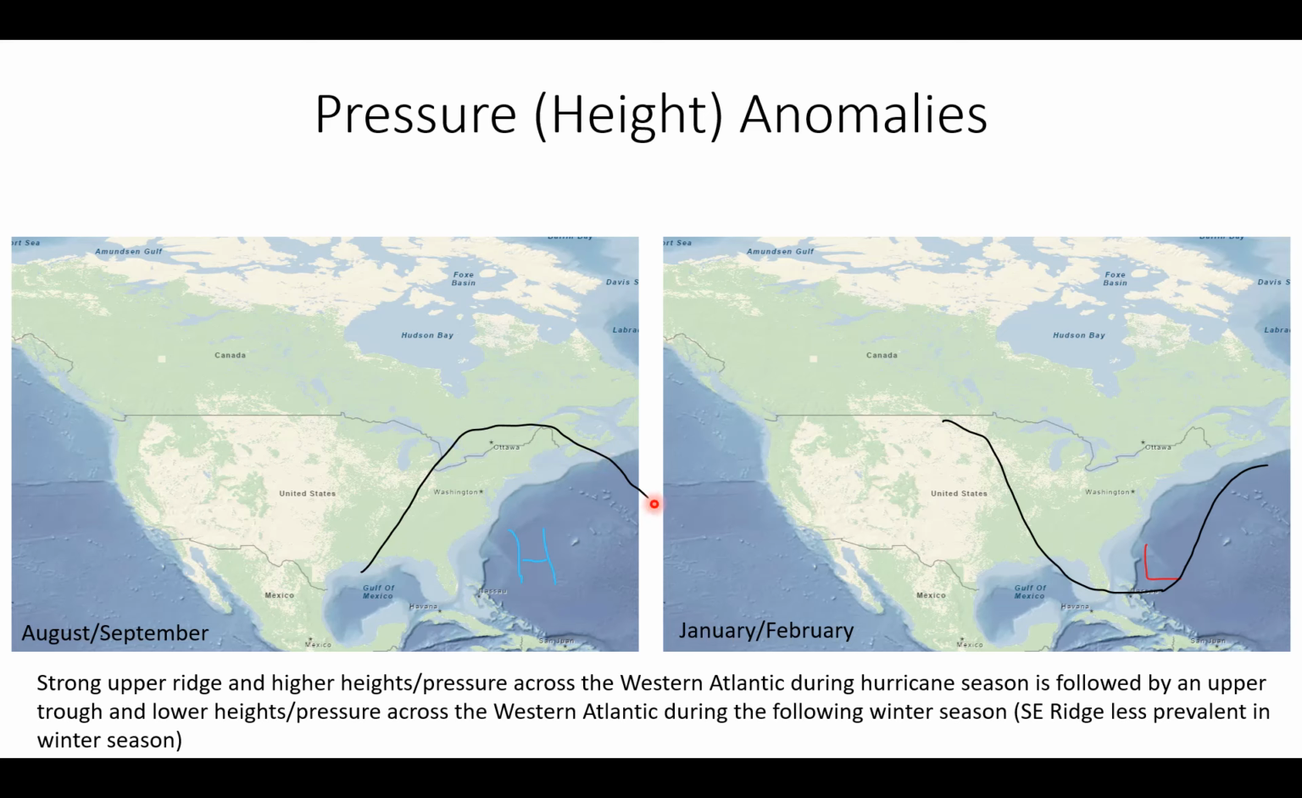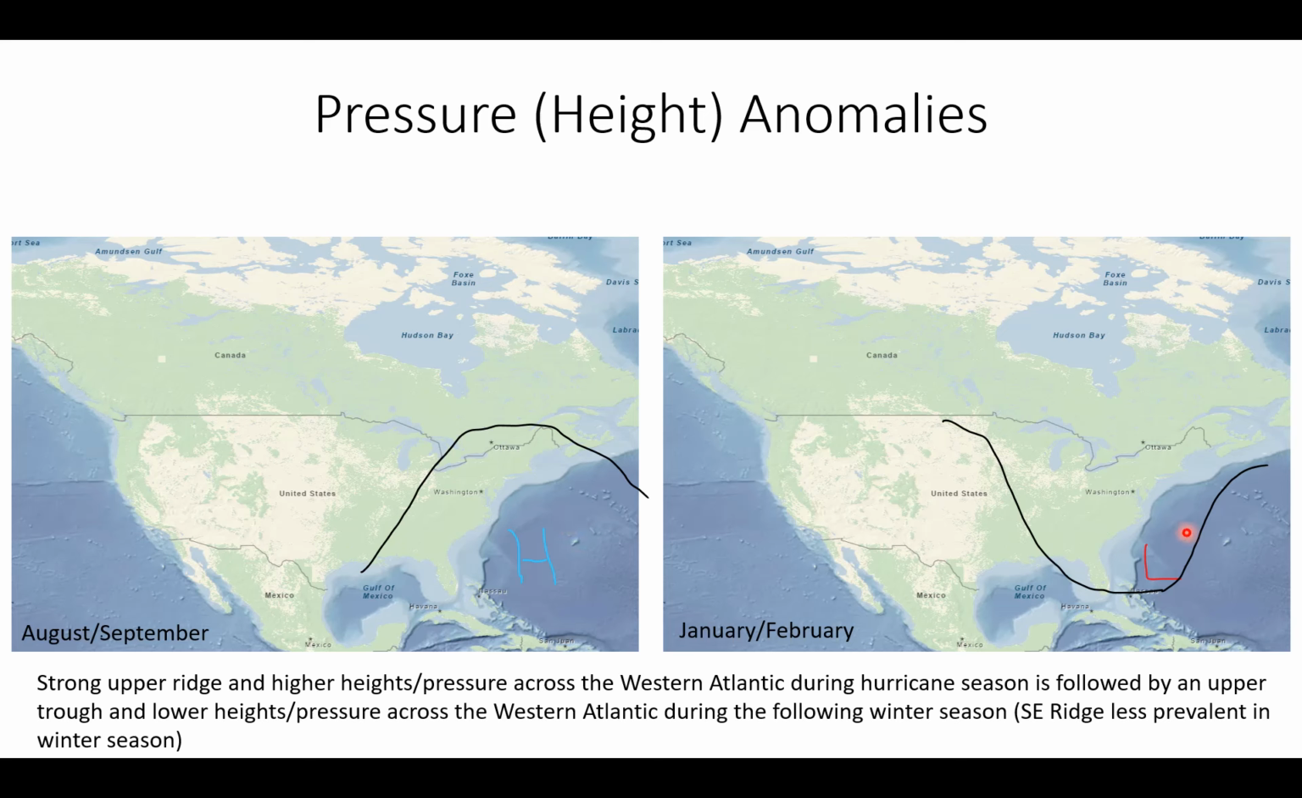This black solid line represents the extent of the ridge. Look how far north that black solid line gets, the extent of the ridge, all the way up into southeastern Canada, well established in New England. So the ridge is dominant in August and September here on the left. All right, and that's during August, September, peak hurricane season.